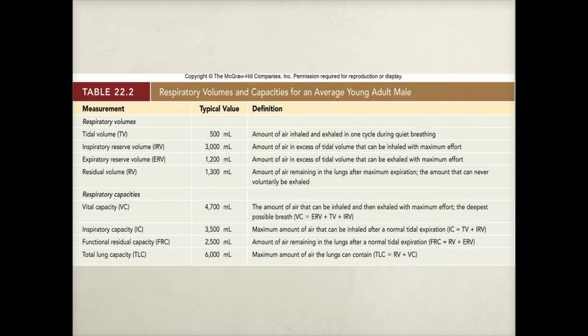All right, so this is a summary from your textbook, the respiratory volumes and capacities for an average young adult male. That summarizes much of what we just talked about, but it's a nice reference tool for you.